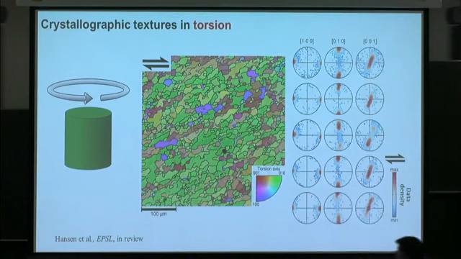So let's look at the orientation distributions. So again, deformed in torsion. This is all yellow and green, mostly, which tells you about the texturing. And here are 5 different samples, and you see they all end up at about the same place. These are all after a shear strain of roughly 10.